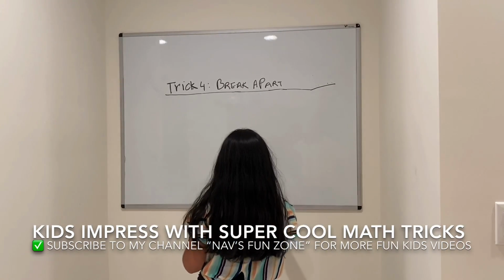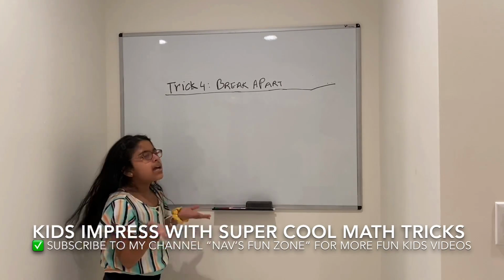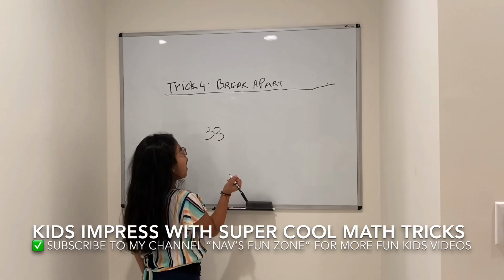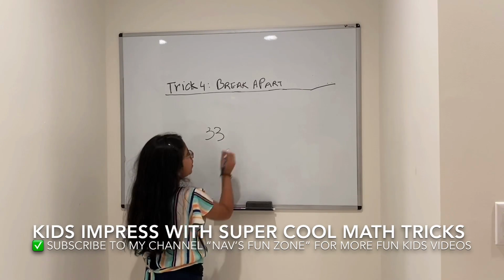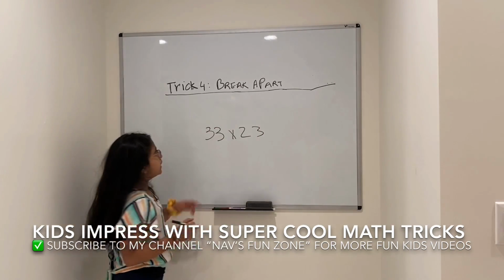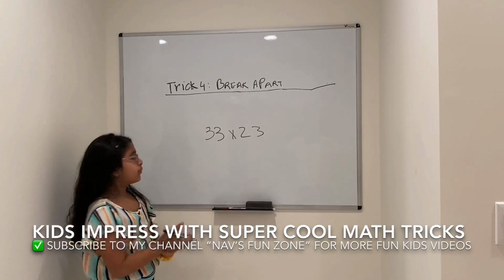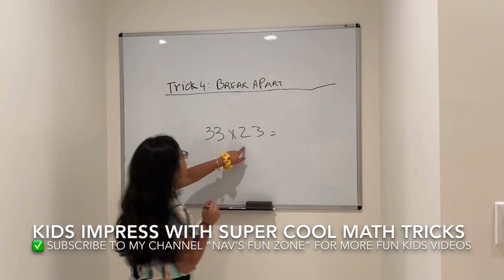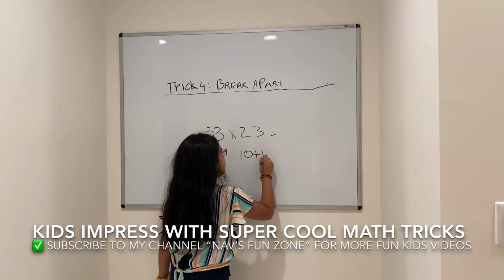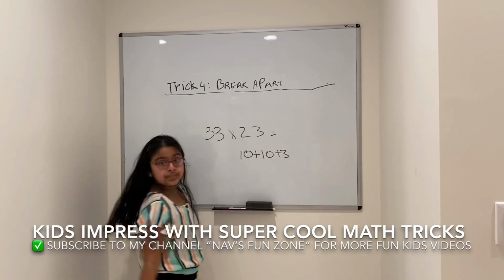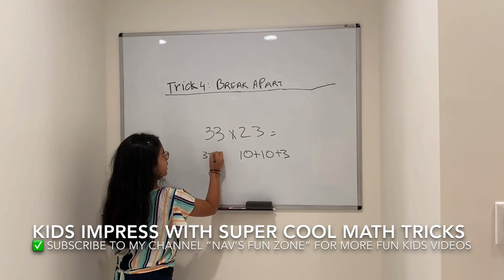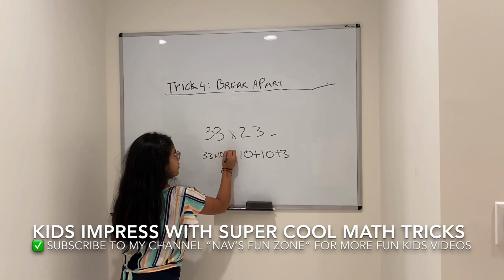Let me give you another example. Let's take, I don't know, okay, let's take 33 and 23. So let's do 33 times 23. So what you can do is break apart 23 into 10 plus 10 plus 3. So what you can do is you can do 33 times 10 is equal to 330.